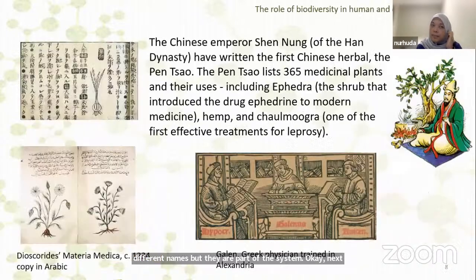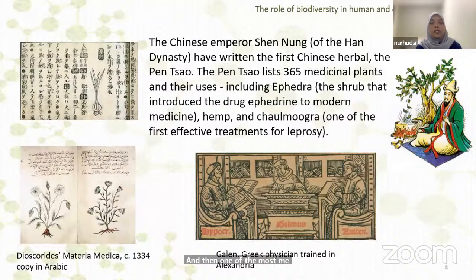Okay, next please. All right, so in China, the Han Dynasty emperor wrote a list of Chinese herbs. One of the most widely used until today is ephedra. In Chinese they call it ma huang, and now in modern drugs we isolate ephedrine from this plant. And of course, long before this emperor wrote the manuscript, they already practiced with medicinal plants.